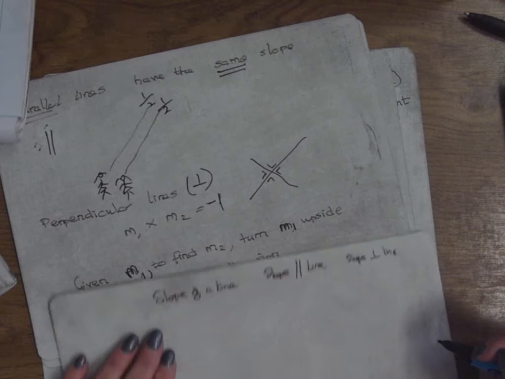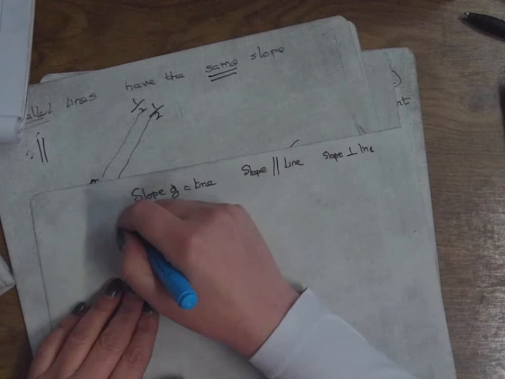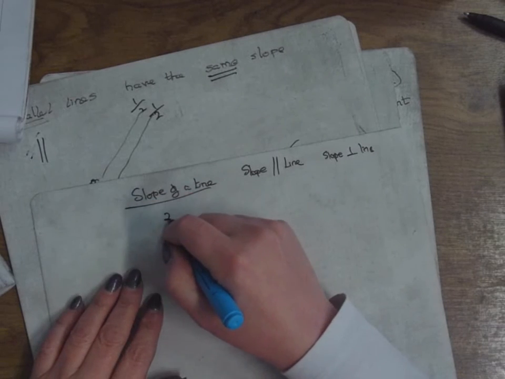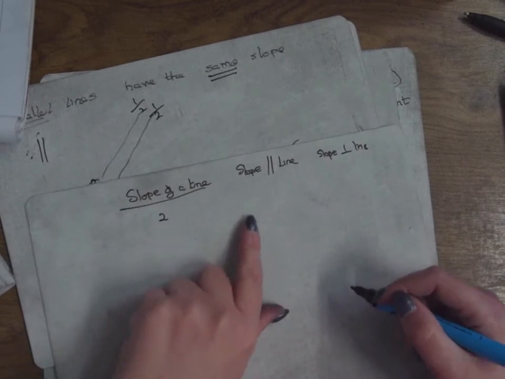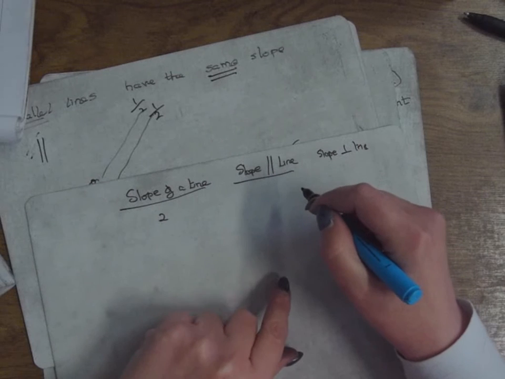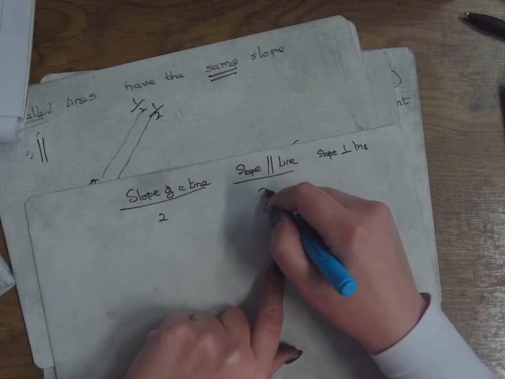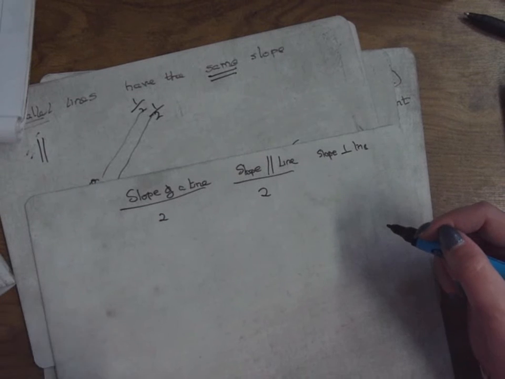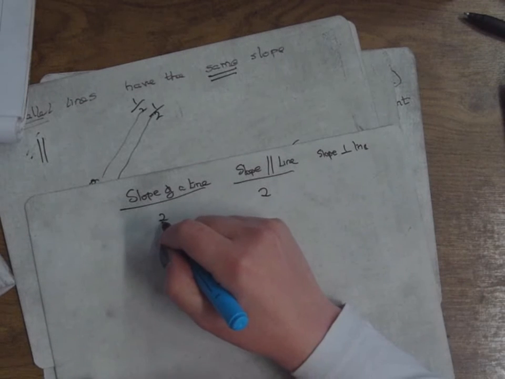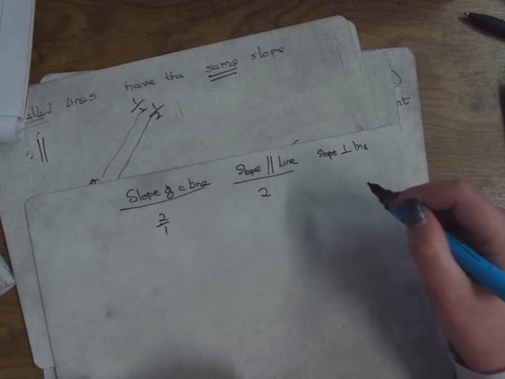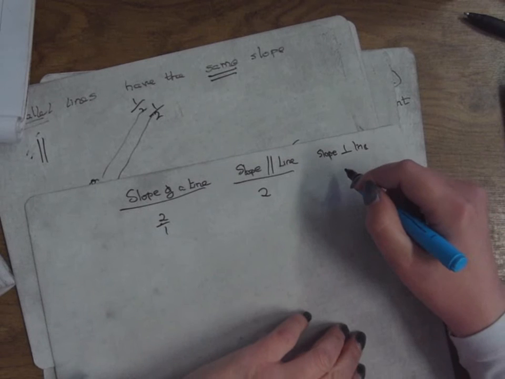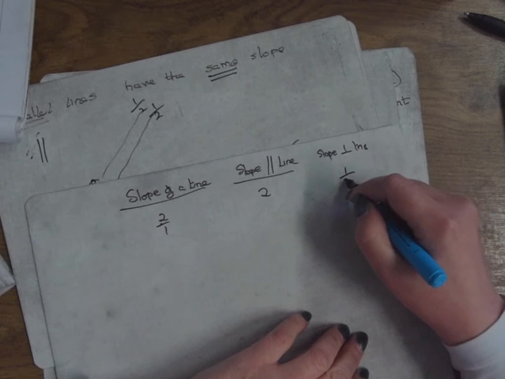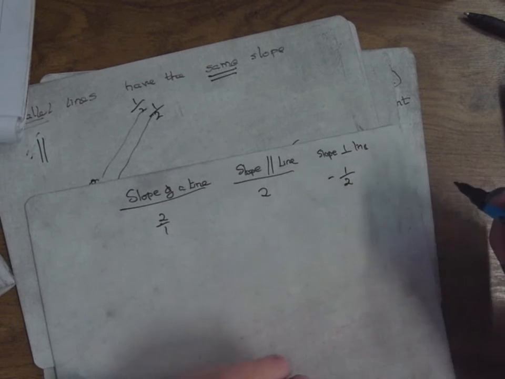Yeah? Right, okay. If I said I have my original line, the slope is 2, right? What's the slope of a parallel line? Also 2, isn't it? It's the same. What's the slope of a perpendicular line? You have to turn it upside down and change the sign. So remember, 2 is actually 2 over 1, isn't it? So when you turn that upside down, what do you get? A half. And then change the sign, put a minus in front of it.